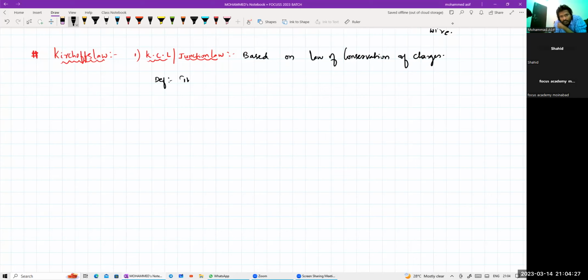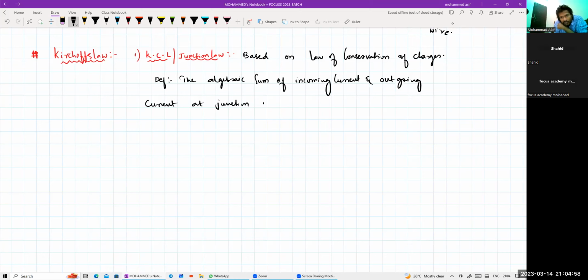The algebraic sum of incoming currents and outgoing currents at a junction is equal to 0.